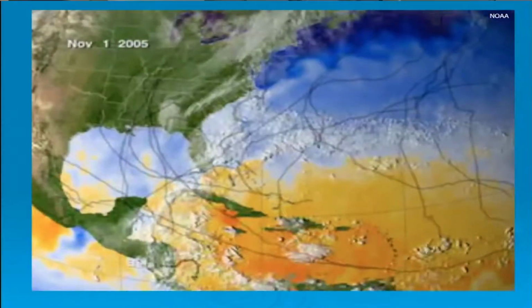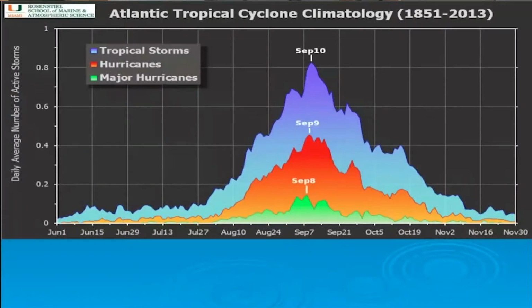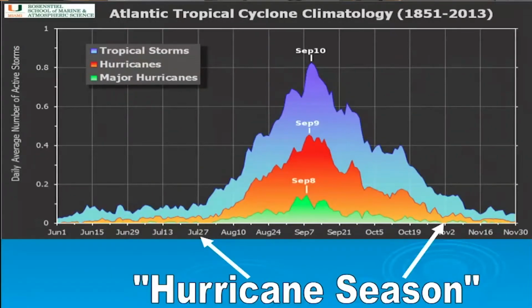Not all are that busy. In fact, if we go back to 1851, you can see when tropical storms, hurricanes, and major hurricanes tend to form. And they're at their peak right around or just after Labor Day. At the time when the risk for hurricanes is elevated, we call that the hurricane season in the Atlantic Basin.